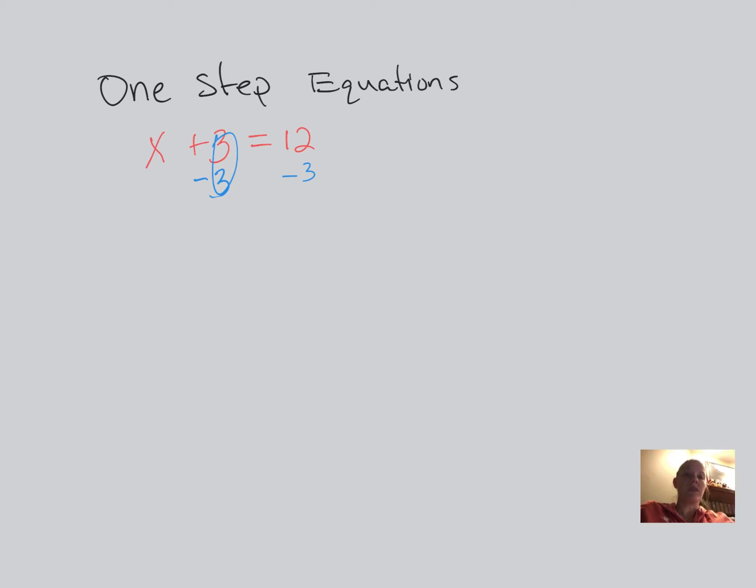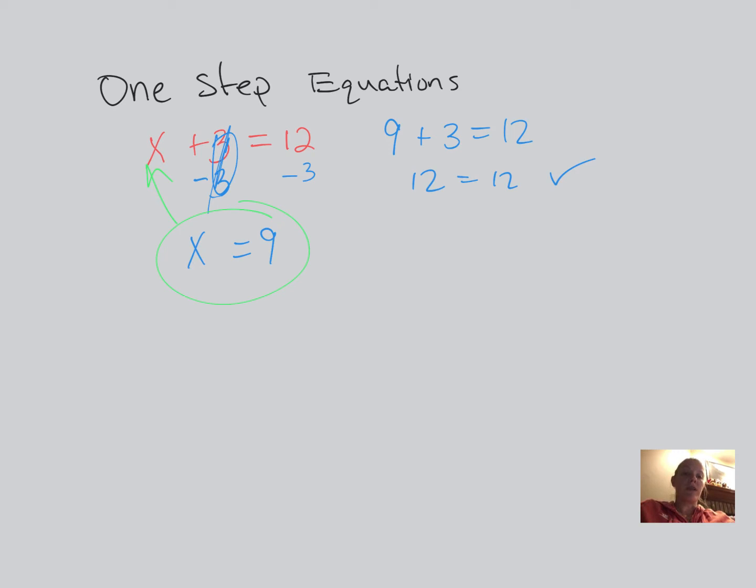So on the left side, this made 0, so they just went away. So that left that x over there all by itself, which is what I wanted. On the right hand side now I have 12 minus 3, which is 9. So then x equals 9. I could always check my answer to make sure that this works. So I can take this 9 and plug it back in here for x. So if I've got 9 plus 3, does that really equal 12? 12 equals 12. And it does, so we know we've got the correct answer.